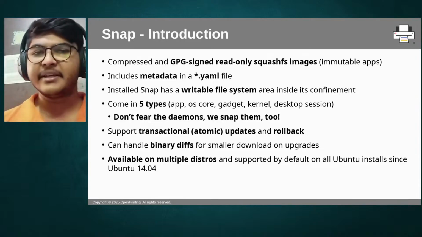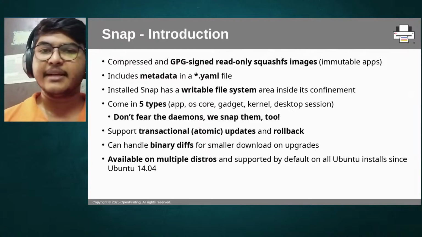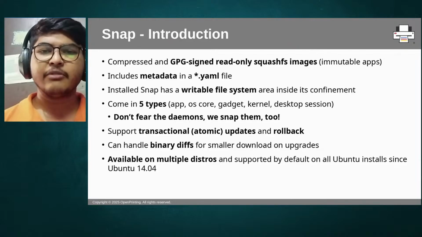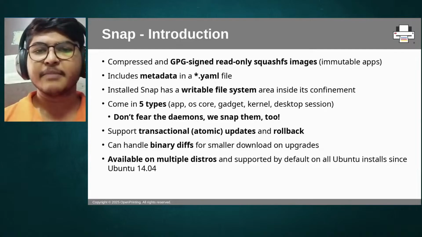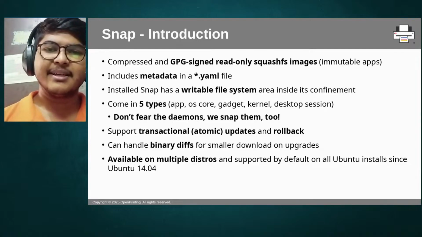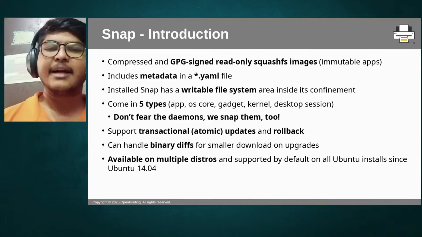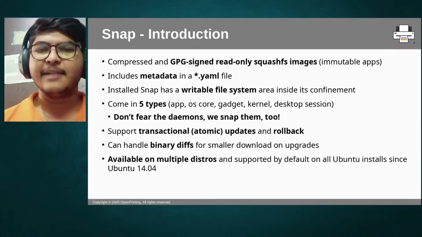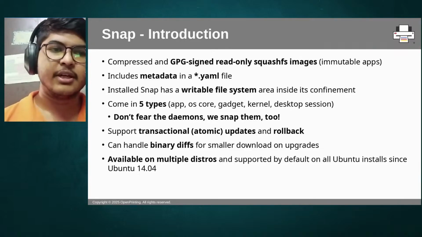And yeah, binary diffs. This is something that really helps whenever there is a new update. So instead of downloading the complete binary from the store, what Snapd does is it calculates the binary diffs, the deltas, and downloads only those necessary changes, and thus it really helps with reducing the bandwidth, and reducing the files that need to be downloaded and stored.